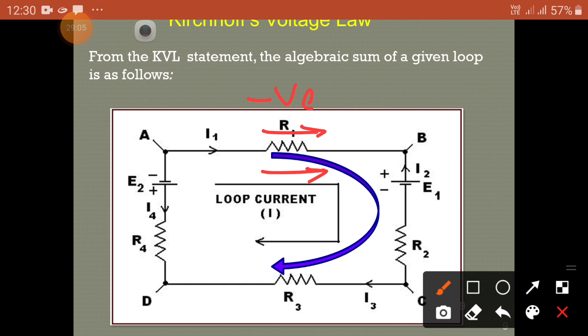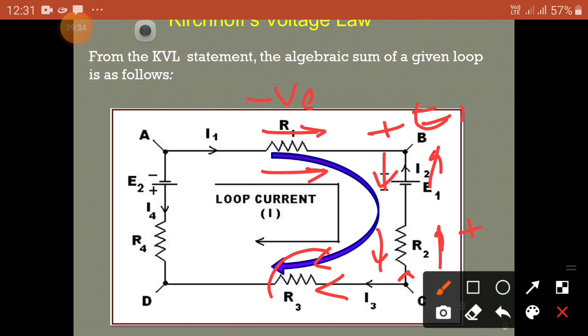Here the current direction is this direction and the loop is going in the opposite direction. For this voltage source, you will take plus E1. Now in this element, the current is coming in this direction and the loop is in the opposite direction, so you take this as a positive drop. Now here the current direction and the loop direction are both similar, so this drop is taken as a negative value.